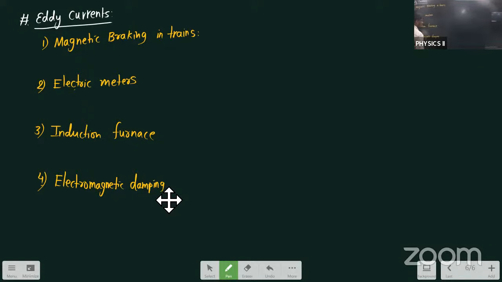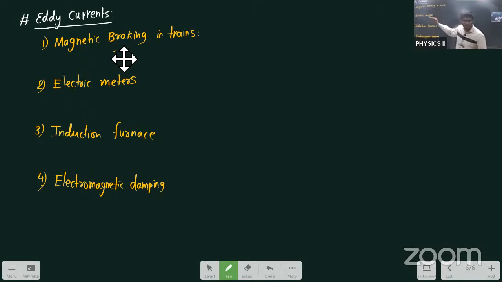See here, how these eddy currents are utilized in magnetic braking of trains. Below the rails, there will be some electromagnets. Whenever we activate that electromagnet, eddy current will be generated, and this will oppose the motion of the train. Due to that, the train will stop.